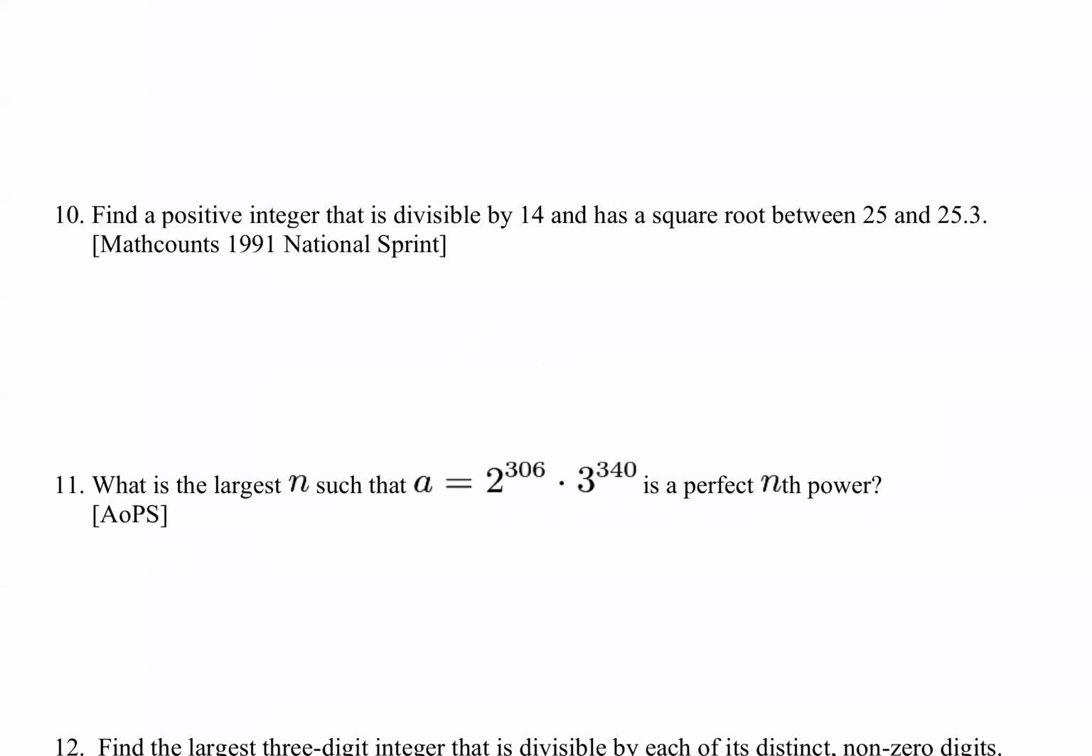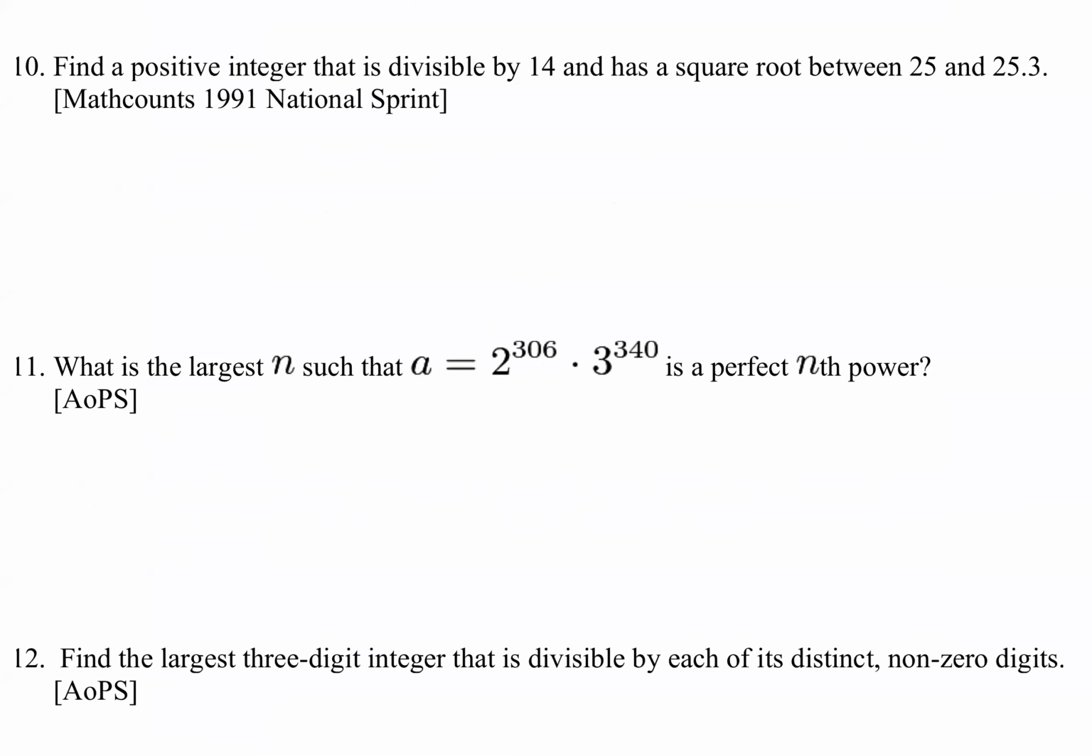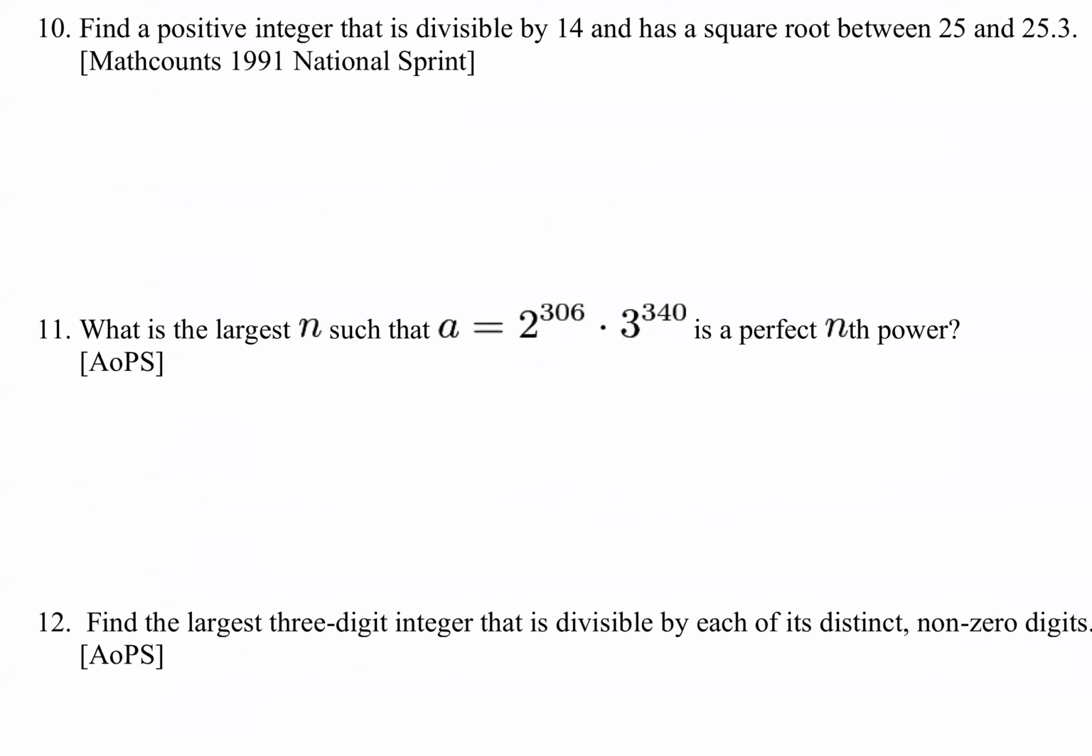Okay, so let's just do number 11 starting right now. So what is the largest n such that a equals 2 to the 306 times 3 to the 340 is a perfect nth power? So then we want it to be in the form of 2 to the n times 3 to the n, right? So we want n to divide 306, and we want n to divide 340.